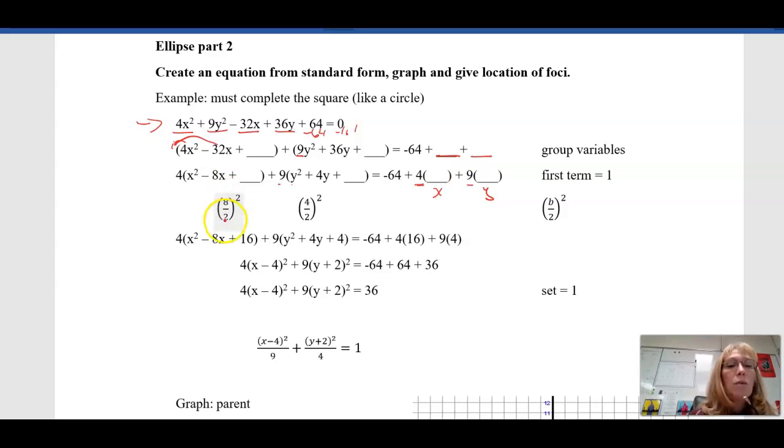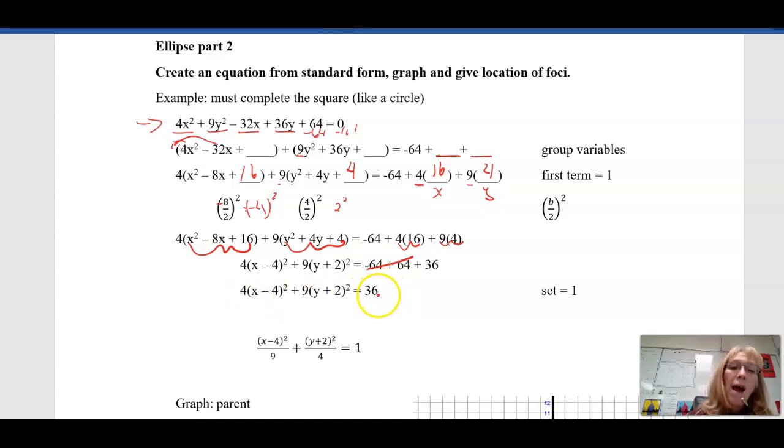So half the middle term squared. Half of negative 8 is negative 4, squared is 16, and we have to put that in both blanks. Half of 4 squared is 2 squared, which is 4, and we put that in both blanks. All right, now we've got our perfect squares right here and here. So this is x minus 4 squared, and this one's y plus 2 squared. Do our math here, 64 and 36, so we end up with 36.